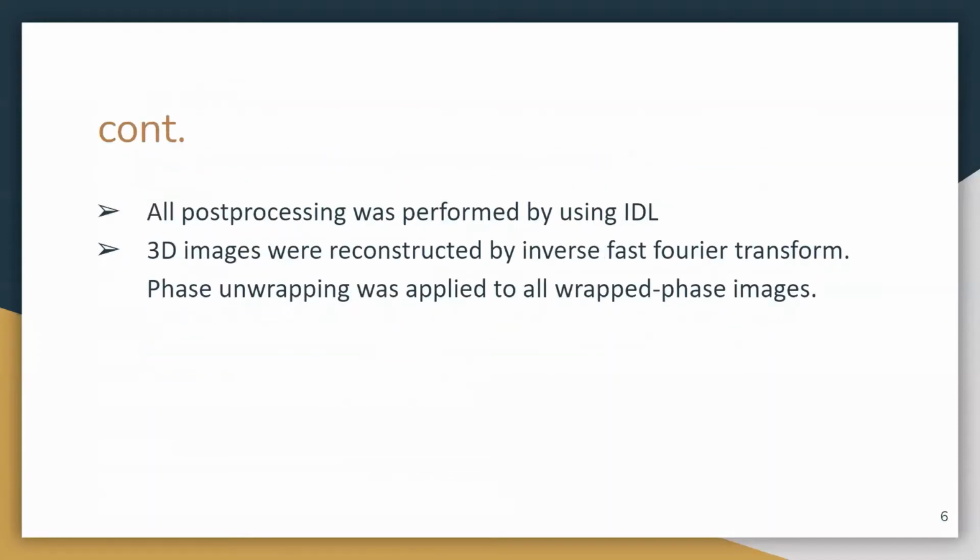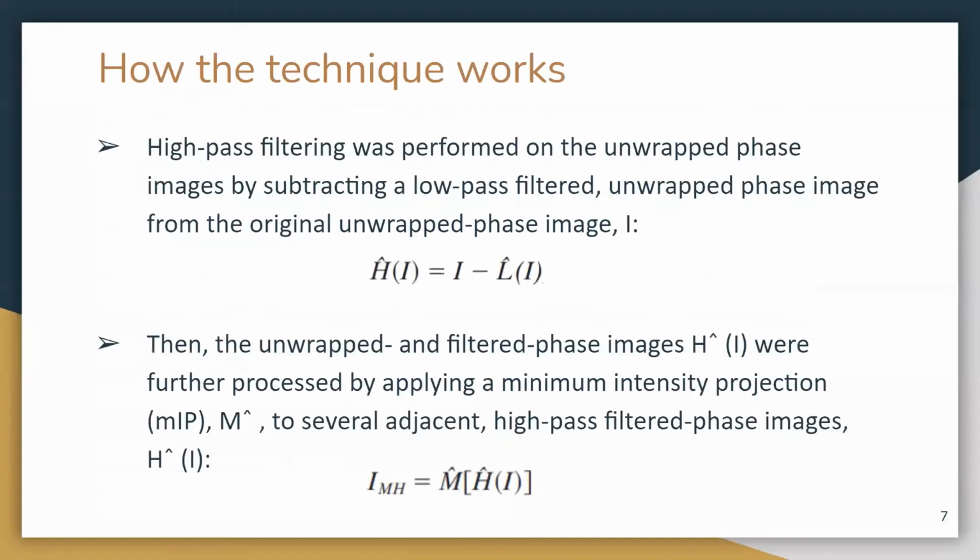Then post processing was performed using IDL. Then 3D images were reconstructed by inverse fast Fourier transform. Then phase unwrapping was applied to all wrapped phase images. Then coming to the technique to refine the contrast of phase images, it contains two steps. The first is a high pass filtering on the unwrapped phase images by subtracting low pass filtered unwrapped phase images from the original unwrapped phase images.